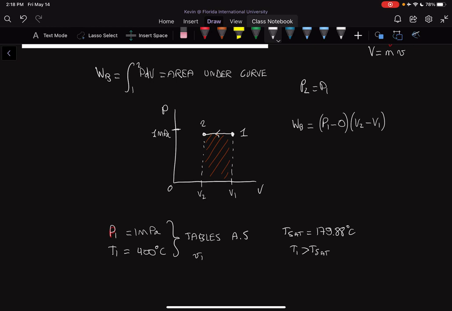So what does that mean about our system? It means that the temperature is above the boiling point of water at that pressure. Therefore, what we can say is that we have a superheated vapor. Since we have a superheated vapor, we're going to go to the superheated vapor tables to try and find V1.